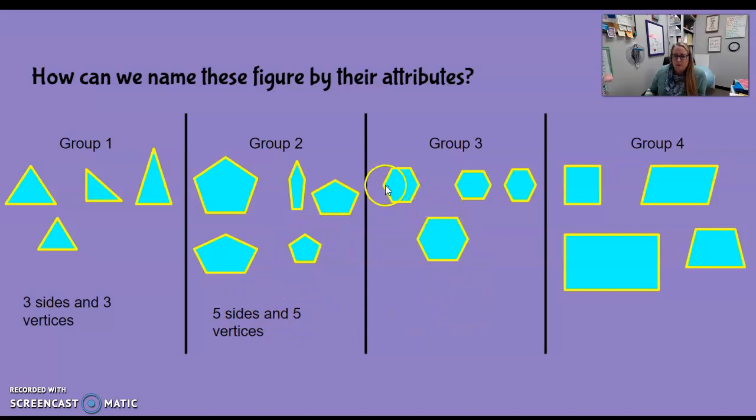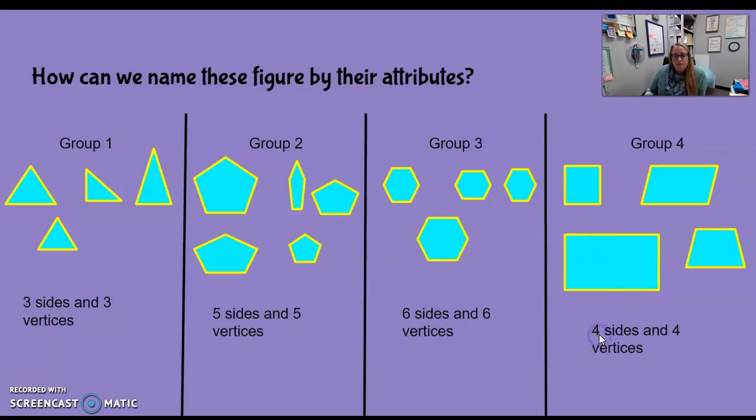What about group 3? What are they going to all have? Hopefully you said 6 sides and 6 vertices. All right, and then what about group 4? Group 4 has 4 sides and 4 vertices. So now we've said what their attributes are, but I want to know what their name is.